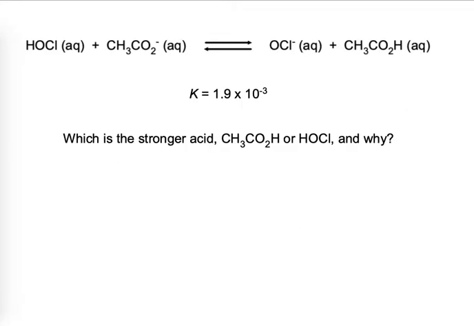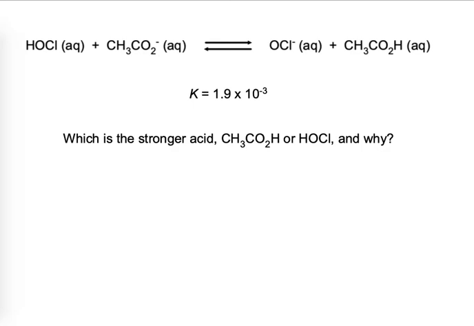Ooh, here's a really interesting problem. I've got a proton transfer reaction here. Hypochlorous acid plus acetate forms hypochlorite plus acetic acid. The equilibrium constant for this reaction is 1.9 times 10 to the negative third. Can I use that value to determine which is the stronger acid, acetic acid or hypochlorous acid, and why?